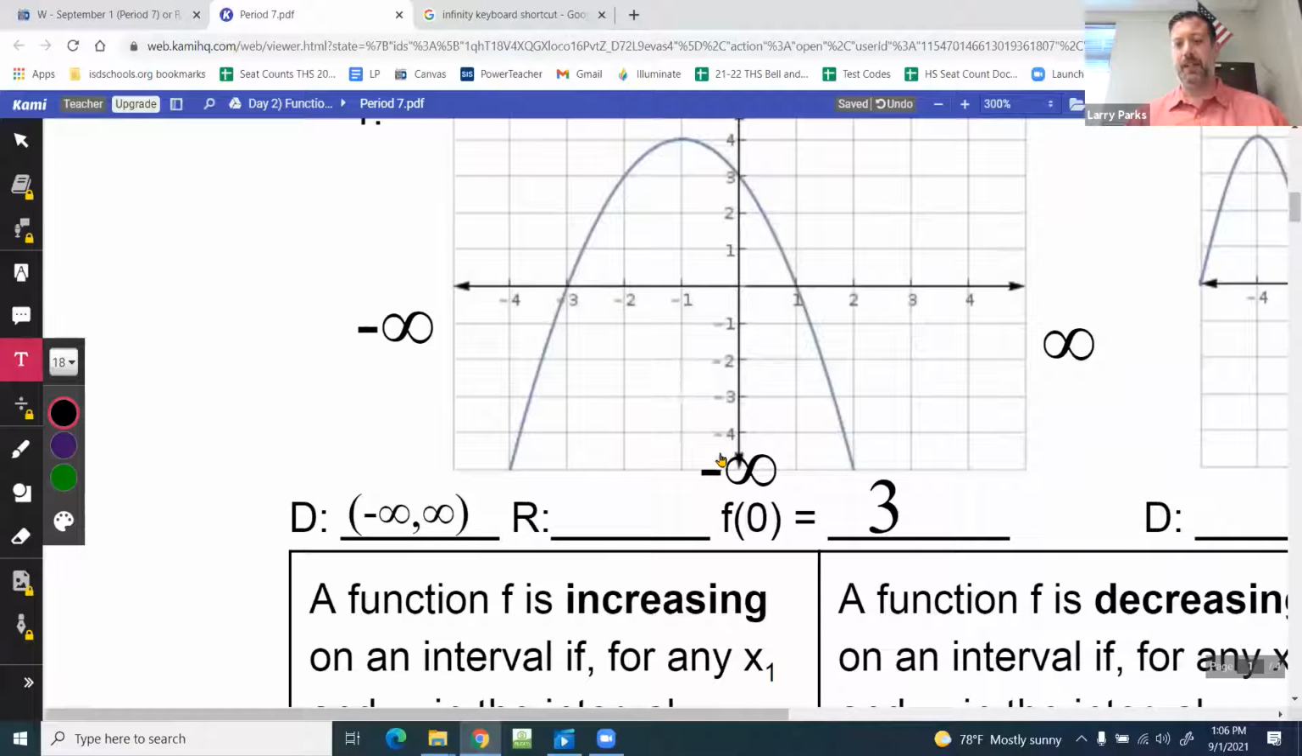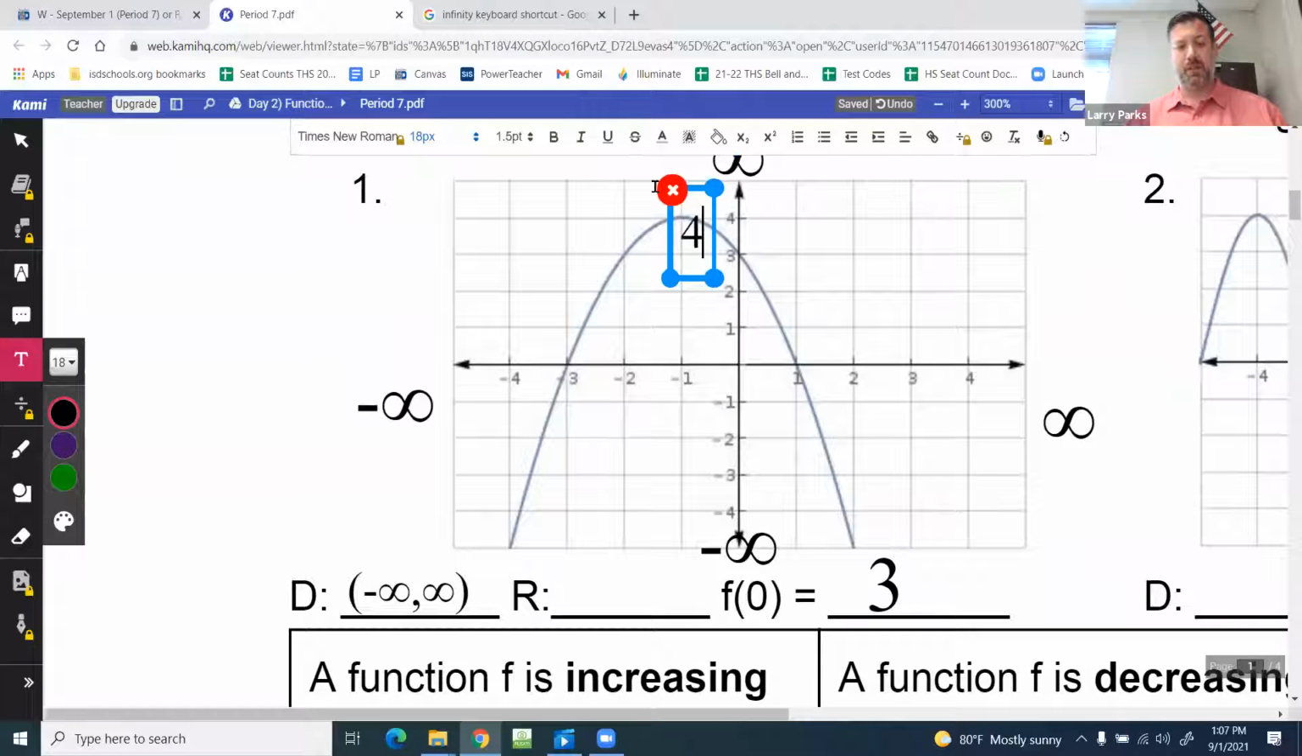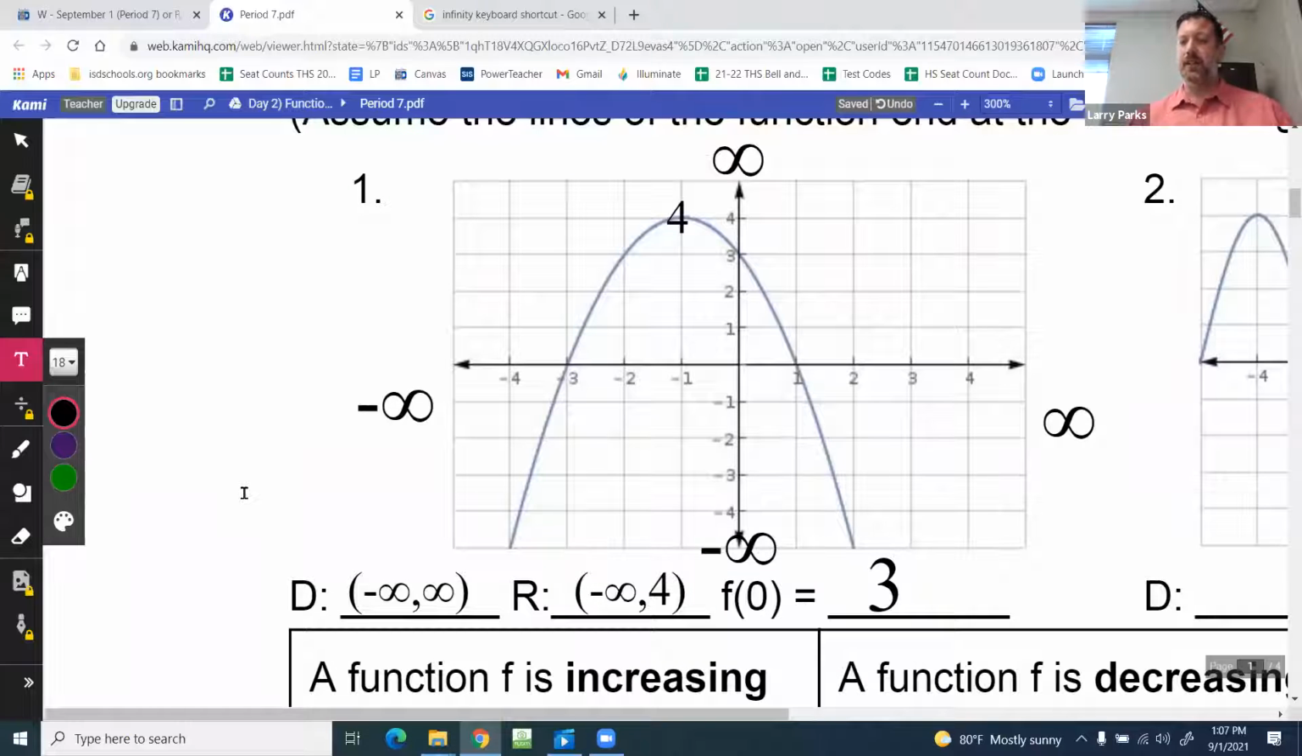Now that's domain. Now range we have to say up and down. So it starts at negative infinity and then it goes all the way up and it stops at 4. So to write that, I would say negative infinity to 4. That's the domain and that's the range. Another way you could write this is all real numbers. The way you could write this would be y is less than or equal to 4. But I'm trying to get you used to interval notation.